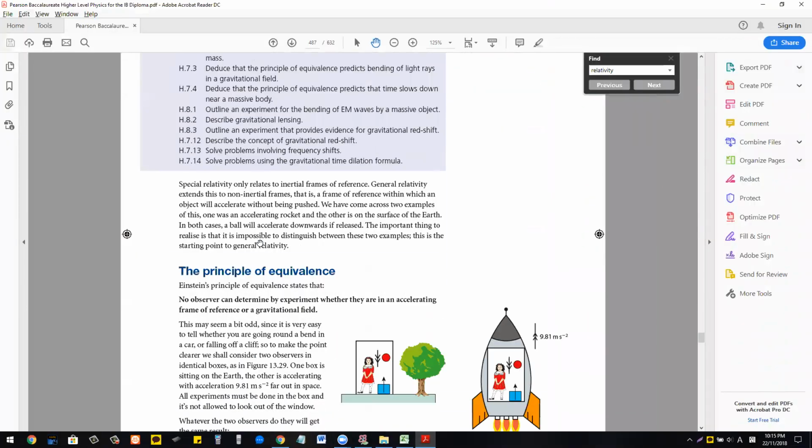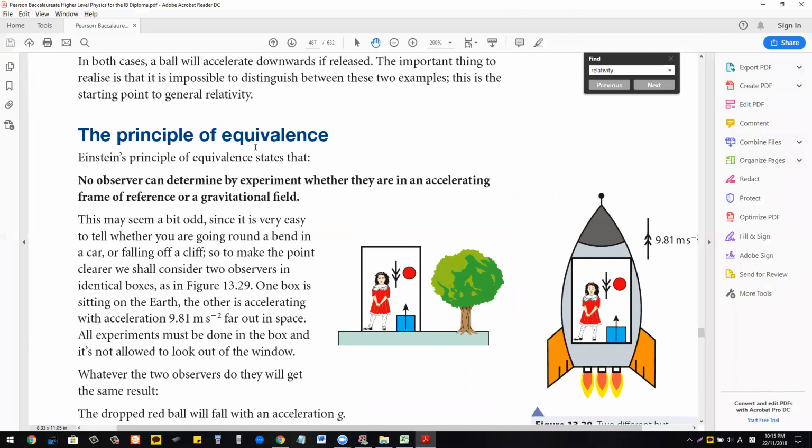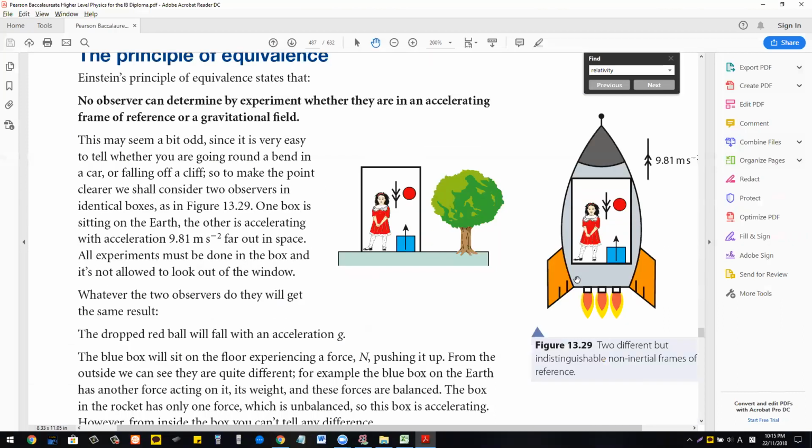So this is general relativity, and there is, first of all, the principle of equivalence. It means no observer can determine by experiment whether they are in an accelerating frame of reference, like here, or in a gravitational field. So if you are in an enclosed space, these two are equivalent. For example, if you're in a spaceship that is accelerating at 0 meters per second, that's equivalent to free fall.